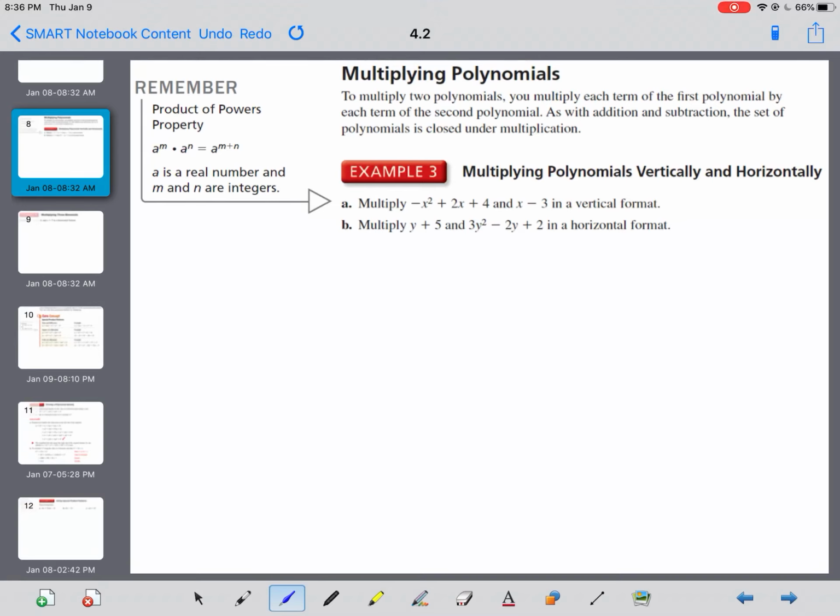Now let's talk about multiplying. The key to multiplying is each term in the first polynomial by each term in the second polynomial. Everybody times everybody. We've already done this a bit with binomial times binomial. We've done FOIL, first, outer, inner, last. This is the same deal, just on a grander scale. Everybody times everybody. You can do it vertically or you can do it horizontally.